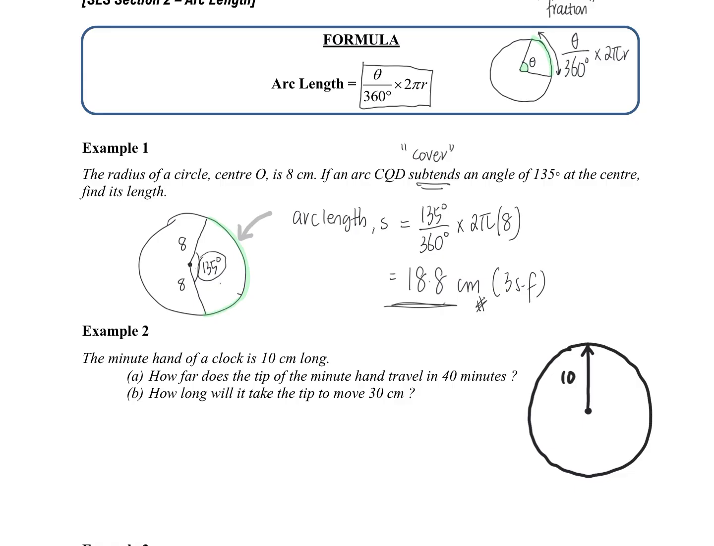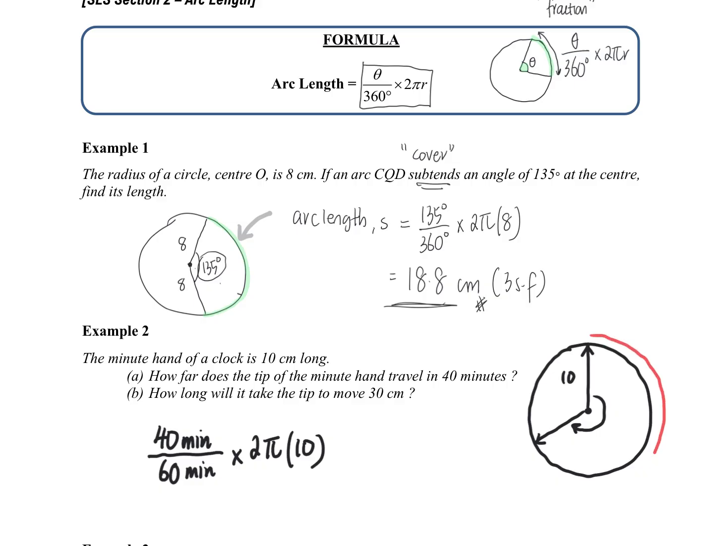So what do you think? One full circle is how many minutes? 60, right? So 40 is maybe up to somewhere here. So this is the portion it goes around. We don't need to know the angle. We just need to know 40 minutes out of 60 in one whole round. So the fraction is 2/3, and then we multiply by 2 pi r. We know they want arc length because they say how far does the tip of the minute hand travel.